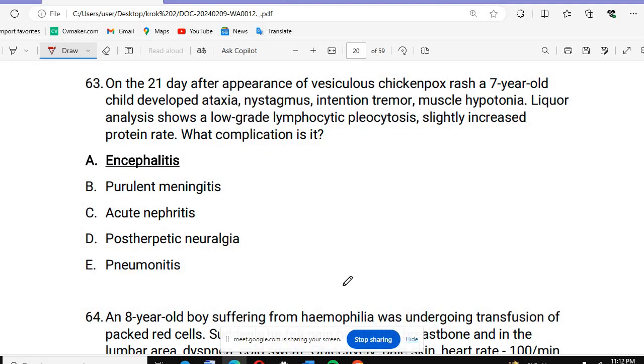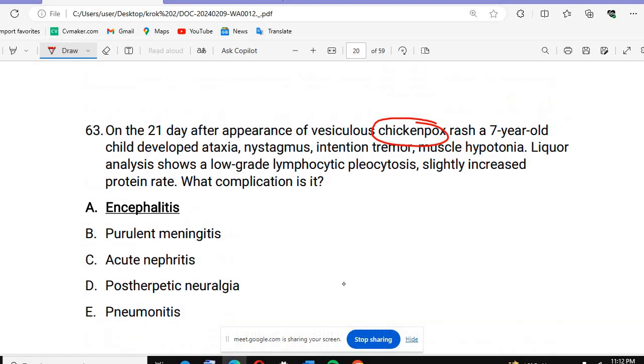Then this question, on the 21st day after the appearance of the vesicular chickenpox. So chickenpox, remember, is caused by the varicella zoster virus. A 7-year-old child developed ataxia, nystagmus, intense tremor, muscle hypotonia; liquor analysis shows a low-grade lymphocytic pleocytosis and slightly increased protein. What complication is that? So these things we already discussed very clearly. If there is any problem with the chickenpox virus, or the herpes zoster virus, we studied that it is the most common cause of encephalitis.